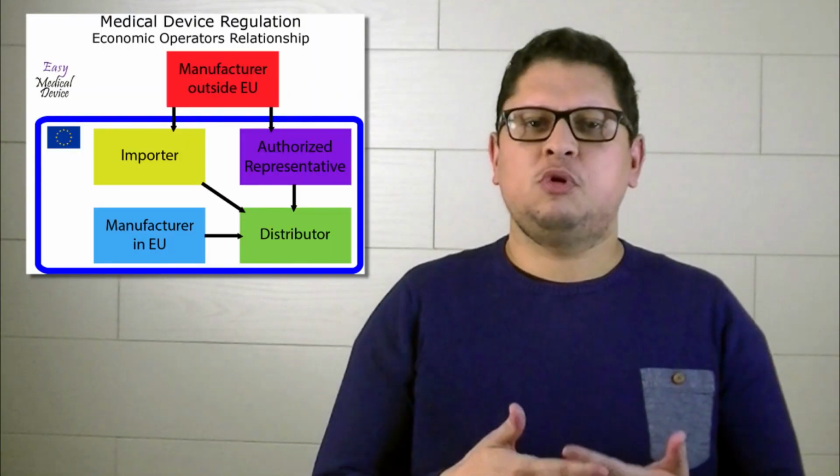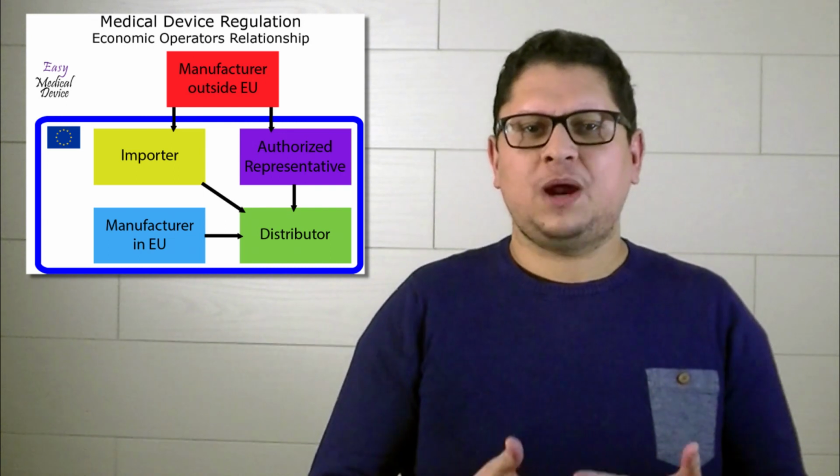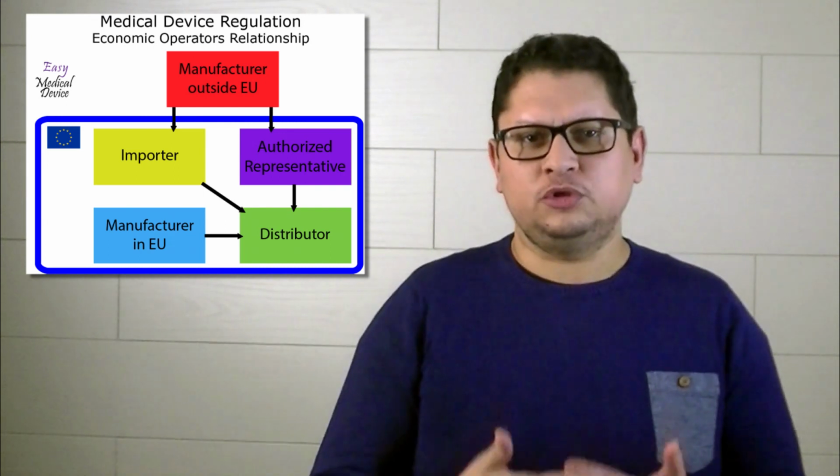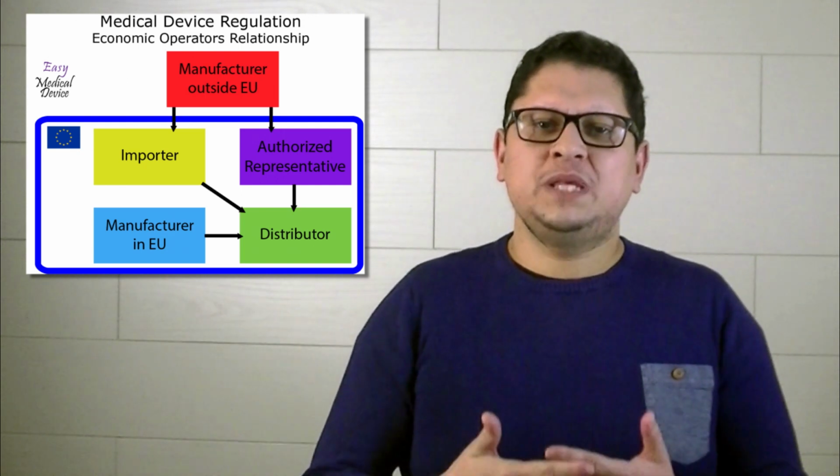Is it enough to have an authorized representative to sell products in the European Union? No, you need also an importer. The importer will import your products in the European Union. The authorized representative will authorize those products to enter the European Union. So you have to have those two entities to be able to sell your products in the European Union.